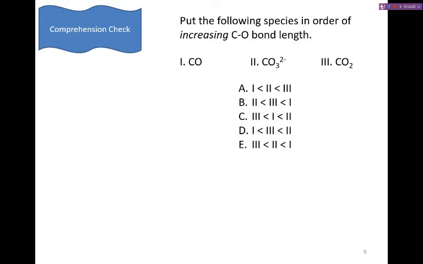All right, I'd like for you to try out this problem on your own. Pause the video now and try this on your own to see if you can solve it. Welcome back. So in this question, we're asking you to rank them in terms of increasing carbon-oxygen bond length. Okay, so what do we need to do first?